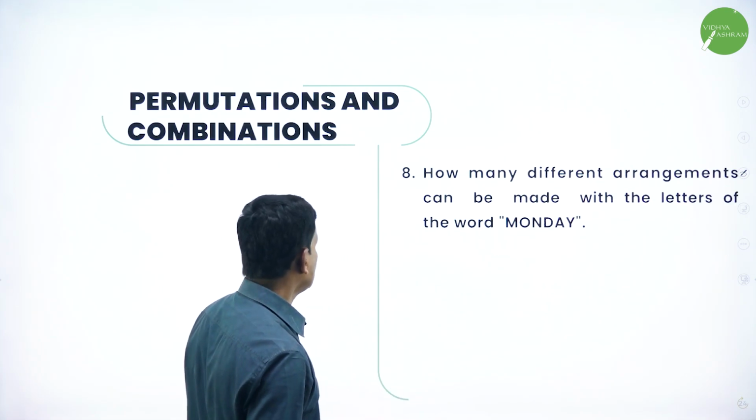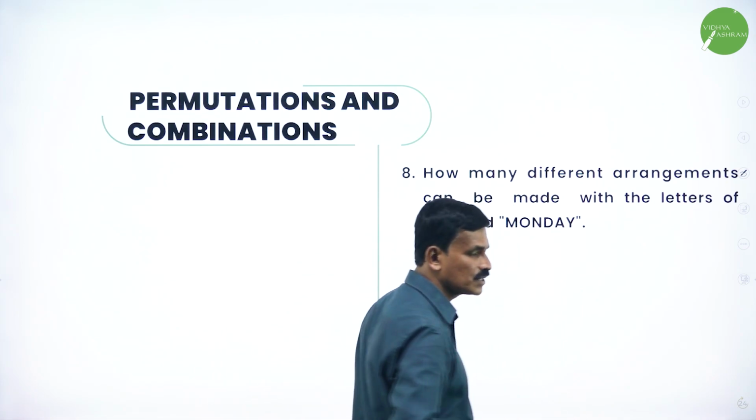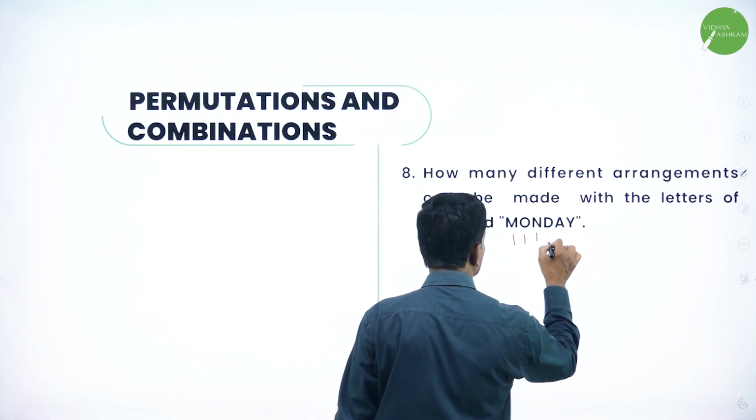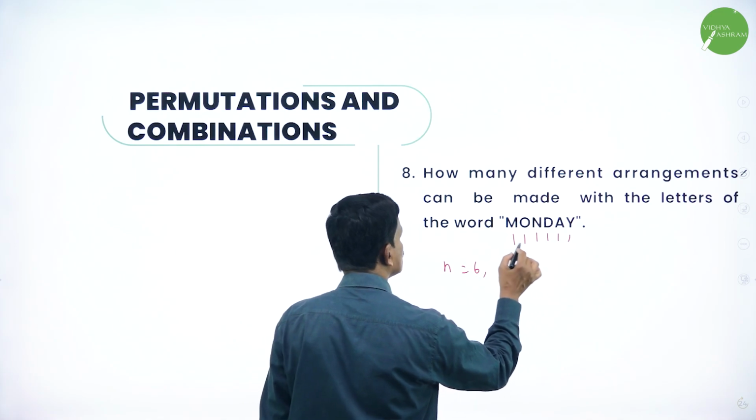Next, how many different arrangements can be made with the letters of the word Monday? So this is a very simple problem. How many letters are there? 1, 2, 3, 4, 5, 6. So n is equal to 6. So totally there are 6 letters.